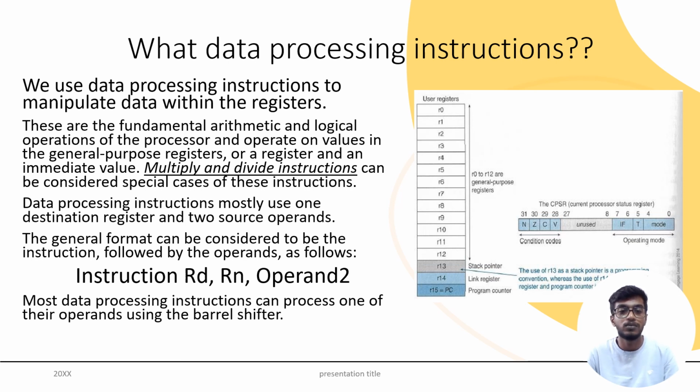The general form of a data processing instruction is instruction, Rd, Rn and operand, where Rd represents the destination register. Most of the data processing instructions can process one of their operands using a barrel shifter. Here on the right-hand side you can see the figure: R0 to R12 are general purpose registers, R13 is the stack pointer, R14 is the link register, R15 is the program counter, and the CPSR, current program status register, has the condition flags, the interrupt masks, and the processor mode.